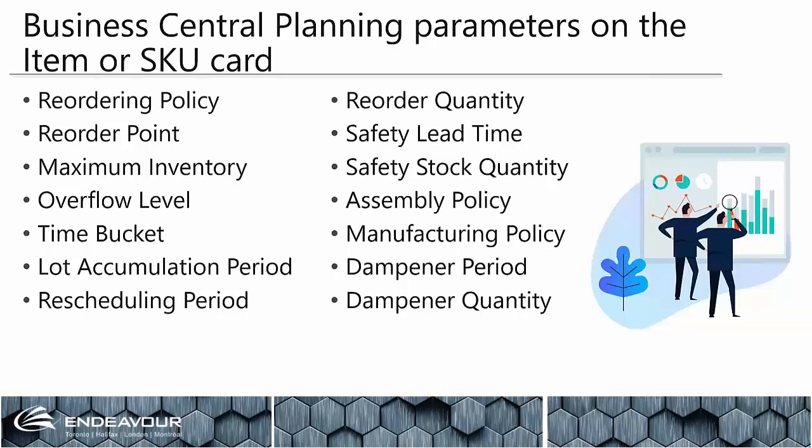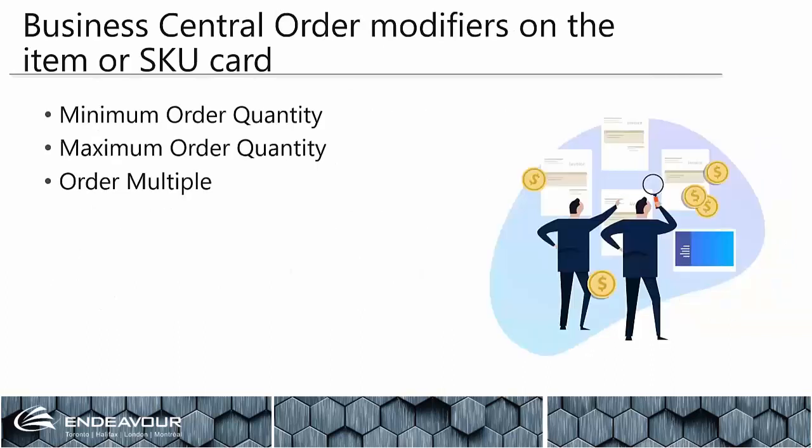If I want to determine whether the action message should reschedule an existing order or cancel it or create a new order, then I would use the rescheduling period. To accumulate multiple supply needs into one order, I would use the lot accumulation period. Okay. Let's see the next one.